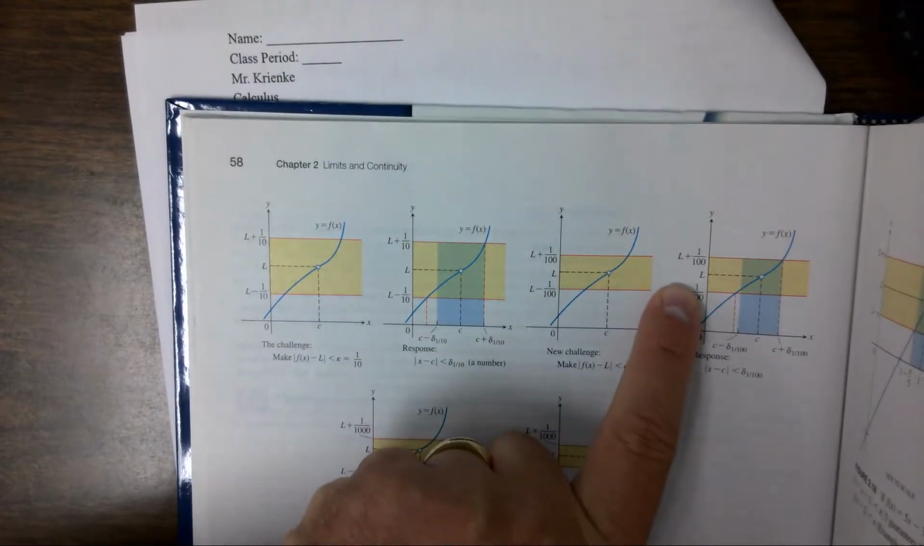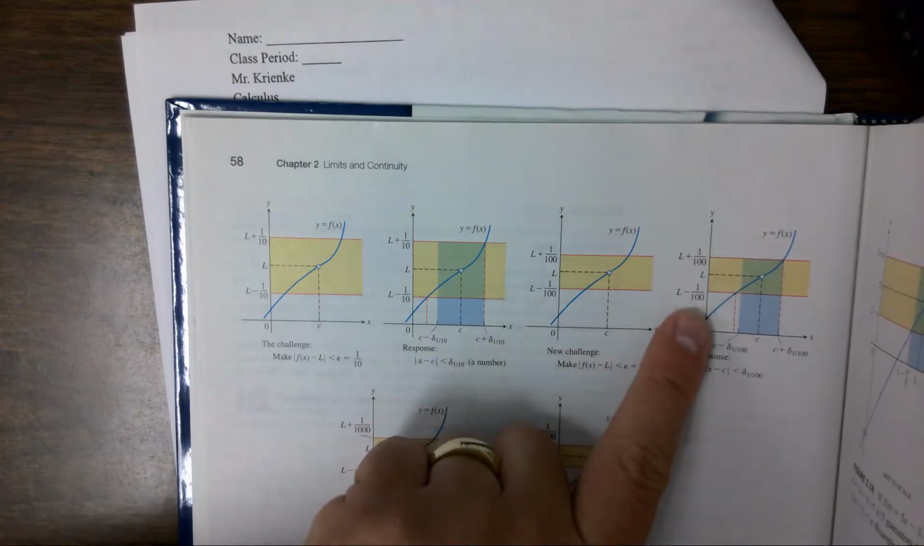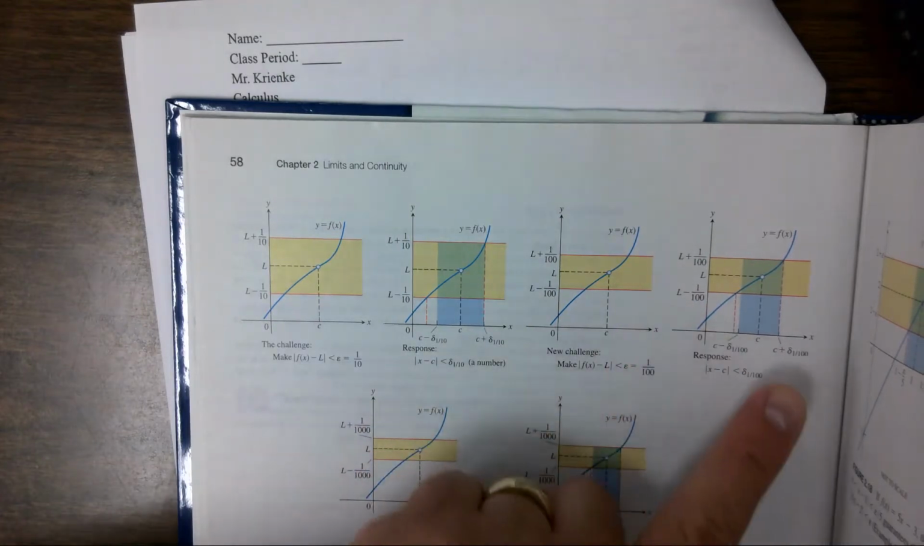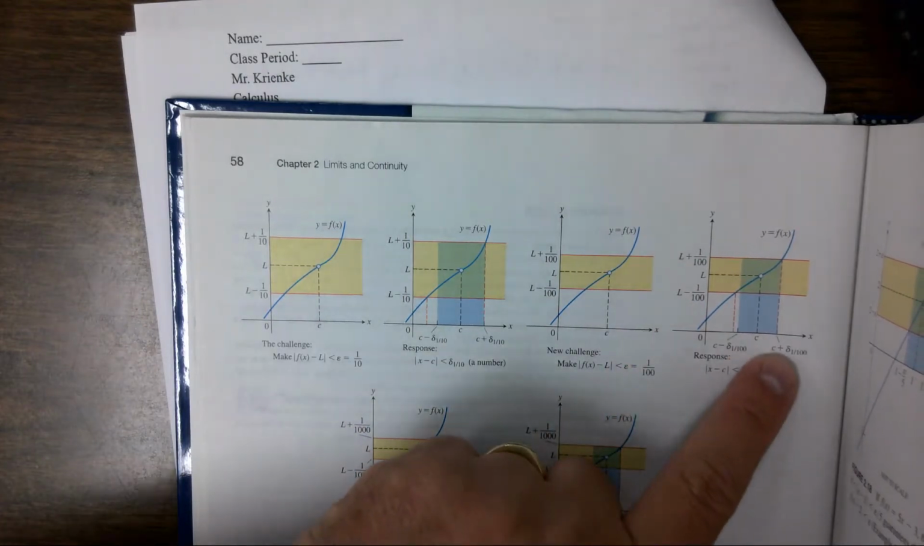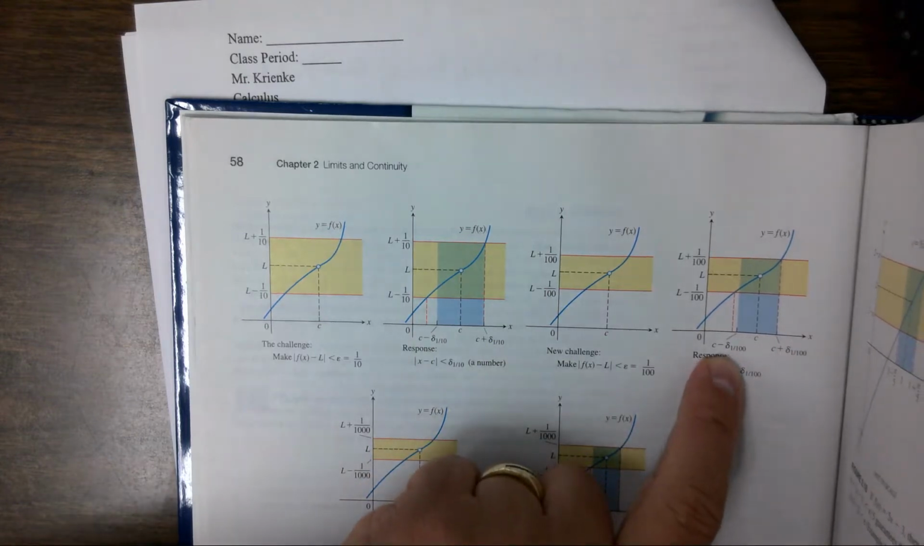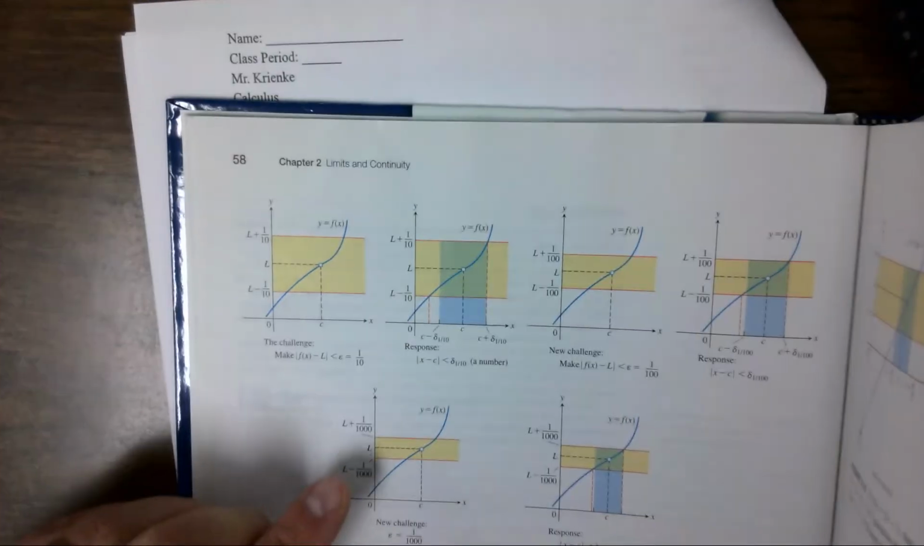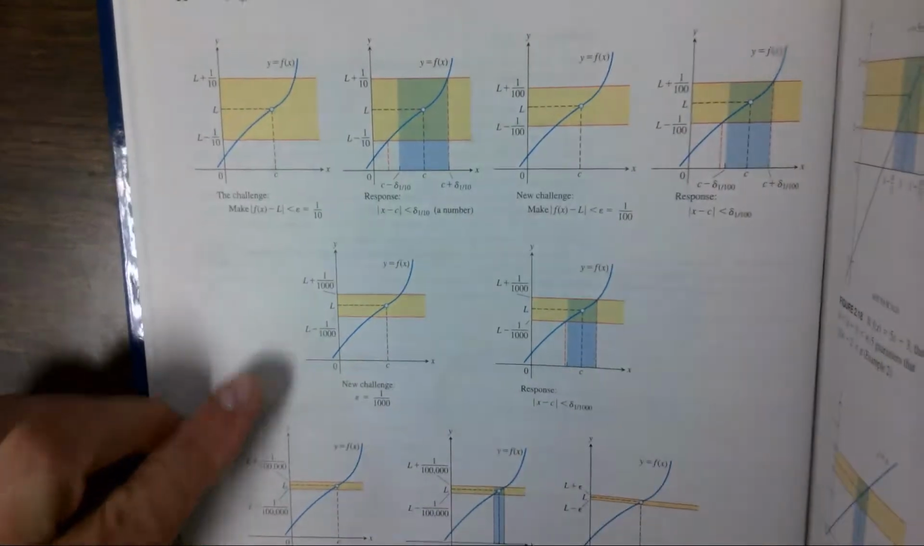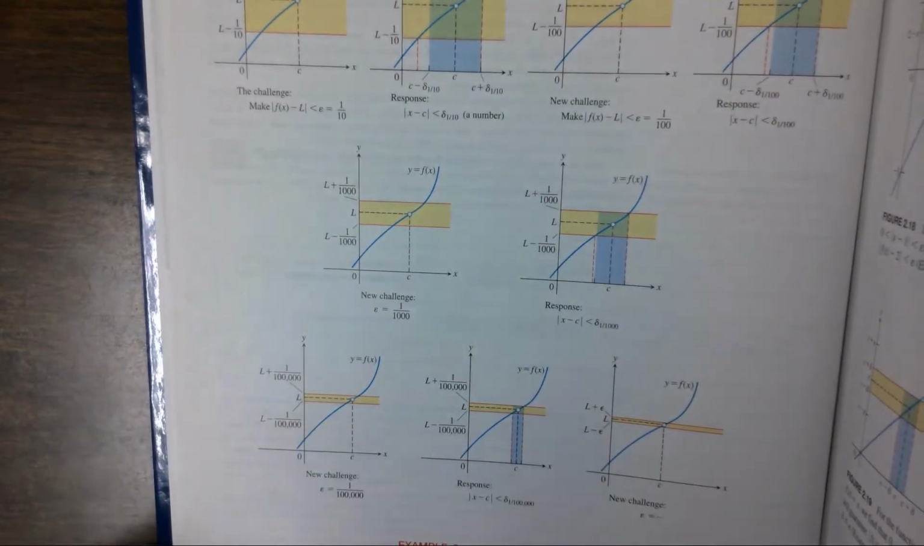Same thing here. I'm just going to go to the responses. If this goes up 1/100th and down 1/100th, then this has a delta corresponding to the 1/100th, and going to the left corresponding to the 1/100th. And same thing as you have more zeros, with 1,000, 100,000, and so forth.